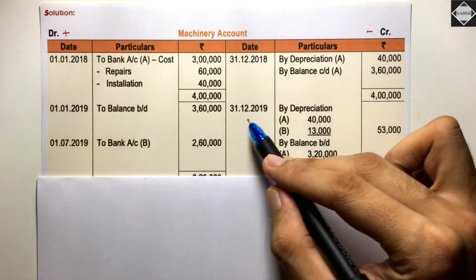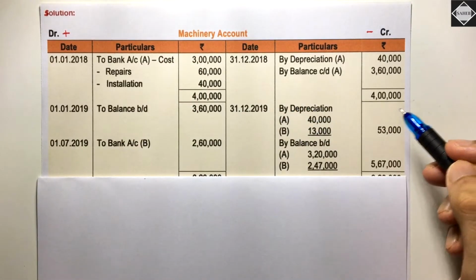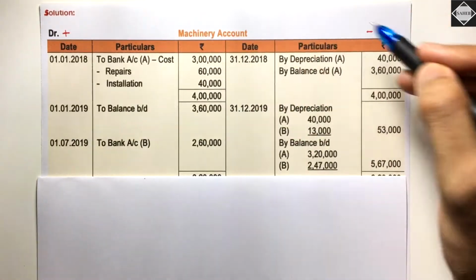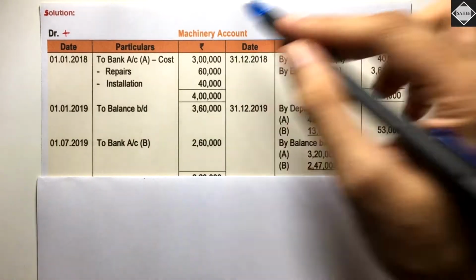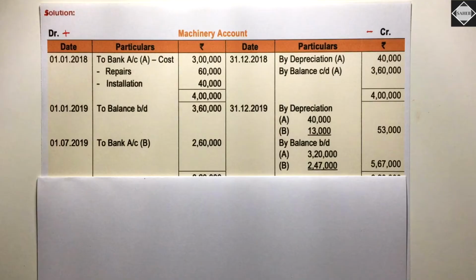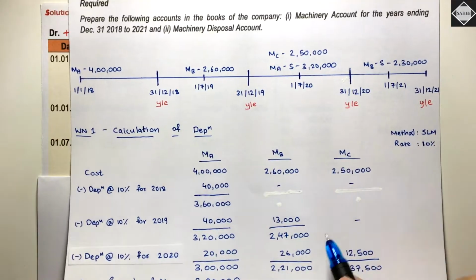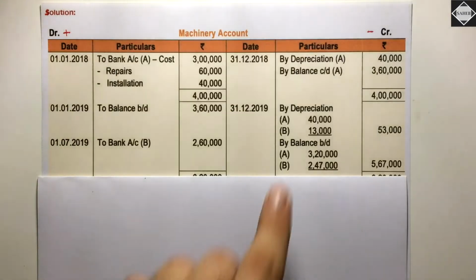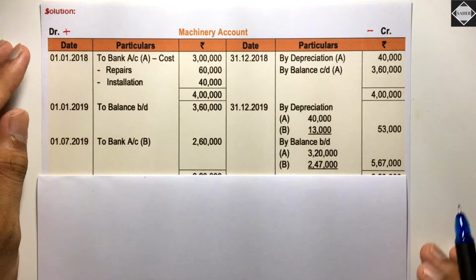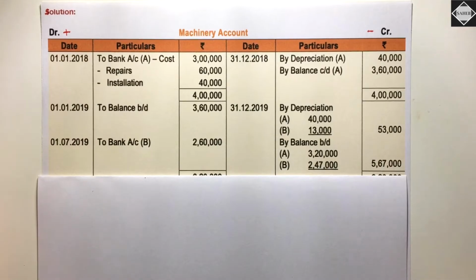Right? So 31st December 2019, by depreciation. Machinery account is decreasing because of depreciation, so it is getting credited. Yeah, that's the logic. Now you have already done the calculation. On machine A it's 40,000, on machine B it's 13,000. 40,000 and 13,000 is equal to 53,000. You already know how we have calculated. And then you just have to close the account.